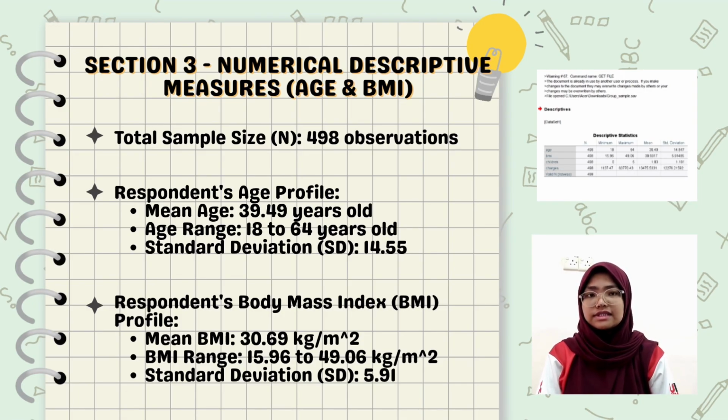The data shows that the mean age of the sample is 39.49 years old. The youngest respondent in our dataset is 18 years old, while the oldest is 64 years old. The standard deviation for age is 14.55. This indicates a moderate variation in age, which means our sample represents a well-distributed adult population.